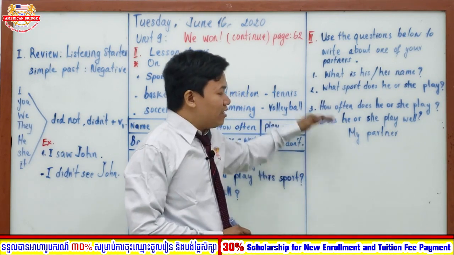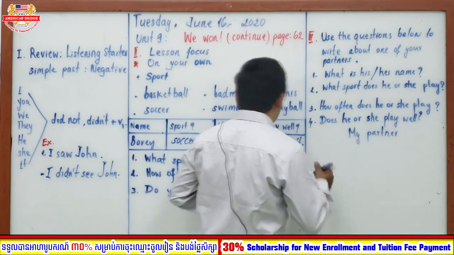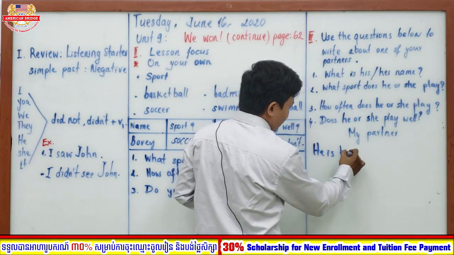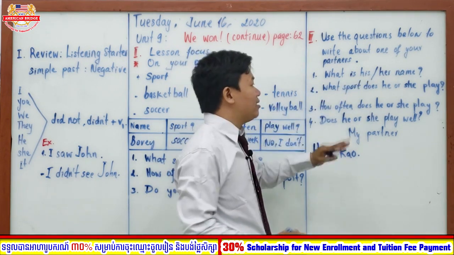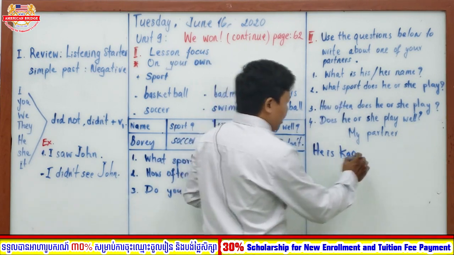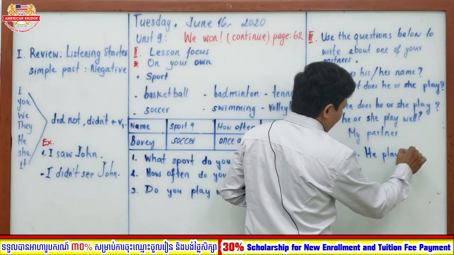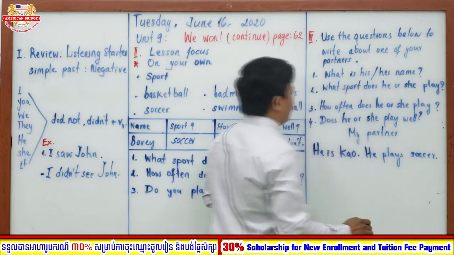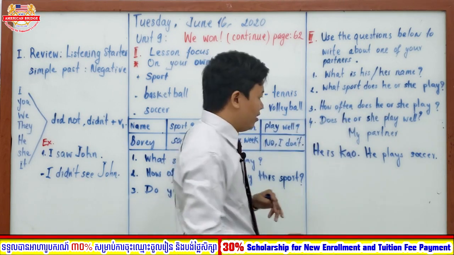So I will use these questions to reflect on one of my friends. His name is Cao. I can put he is Cao. He is Cao. What is his or her name? He is Cao. What sport does he or she play? He plays soccer. He plays soccer. How often does he or she play?